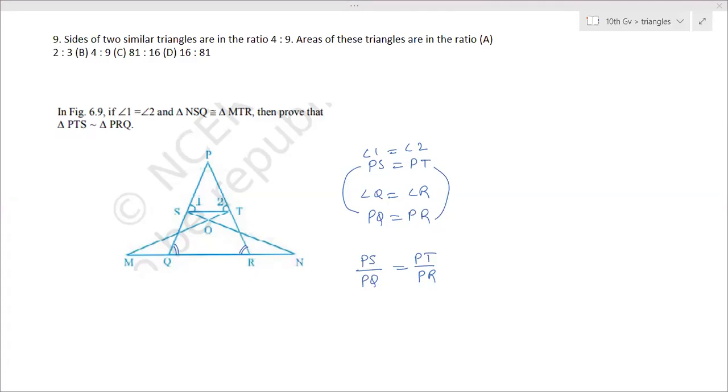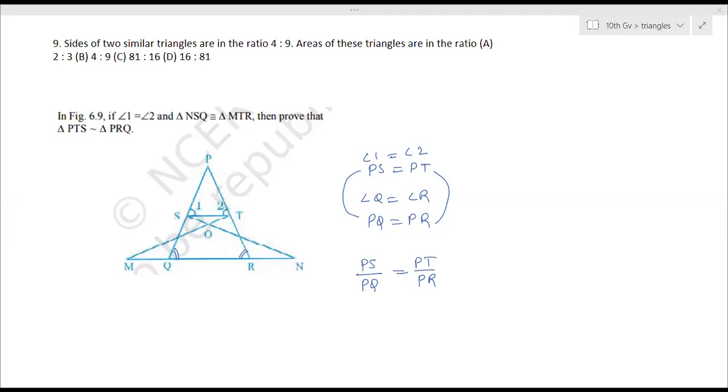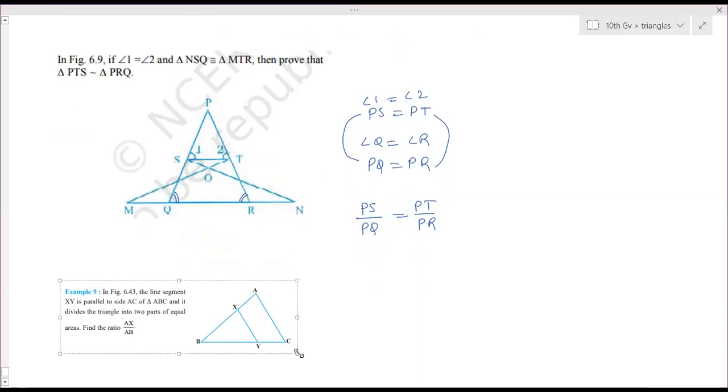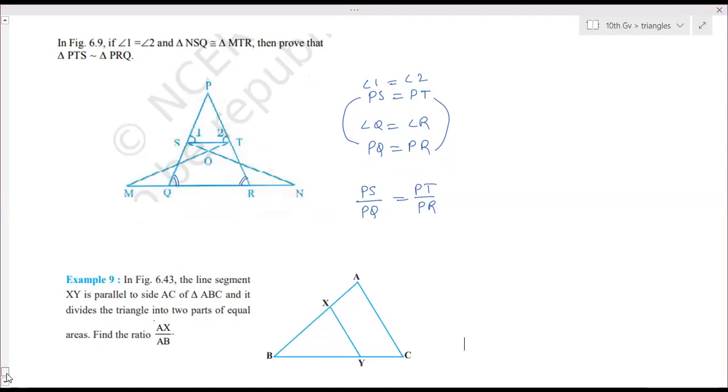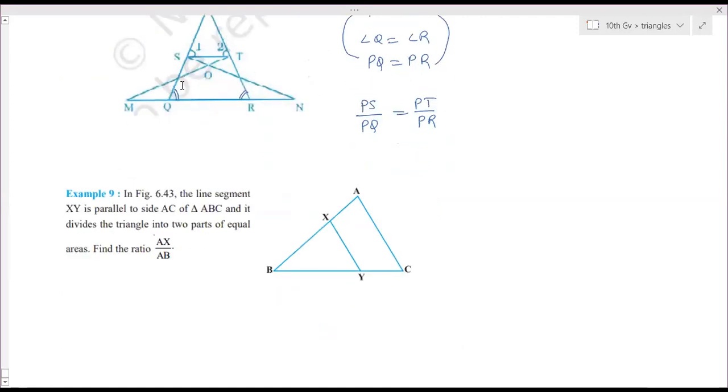Highlight this question in your notebook. Ma'am, what did you say just now? Highlight this question in your notebook. That is why you all revise this question also. That is an exemplar question.